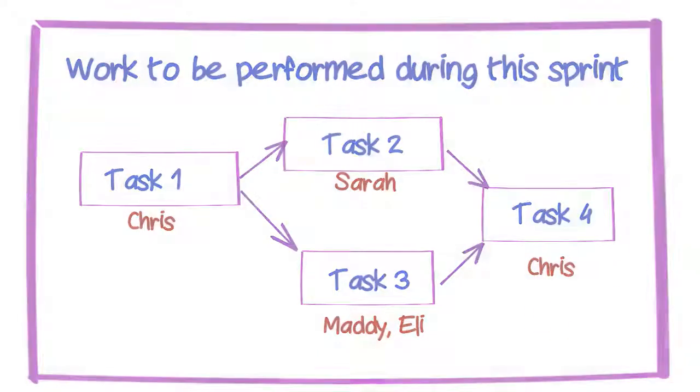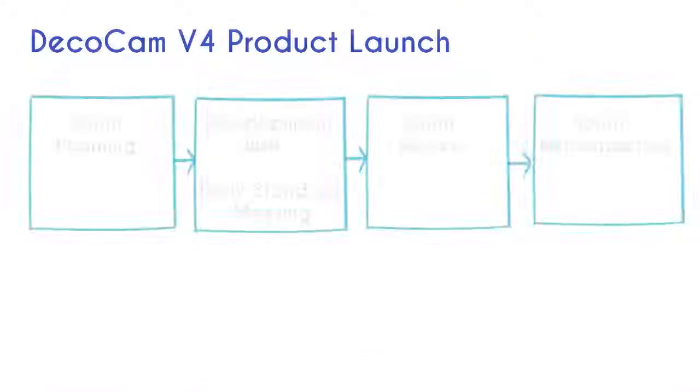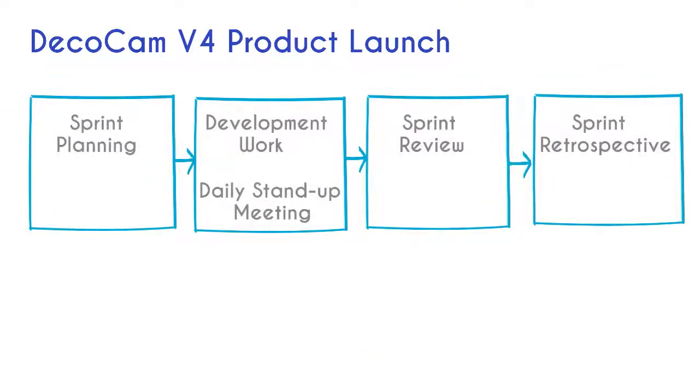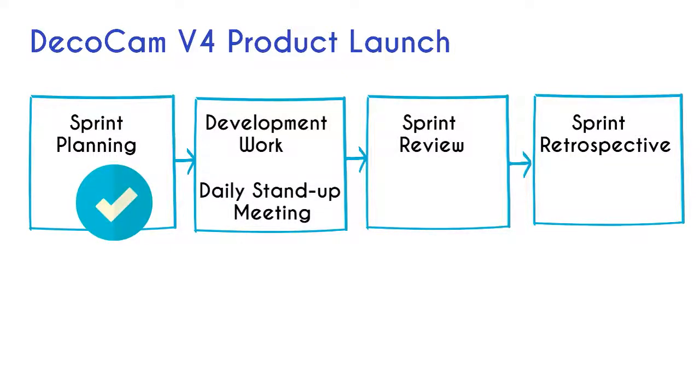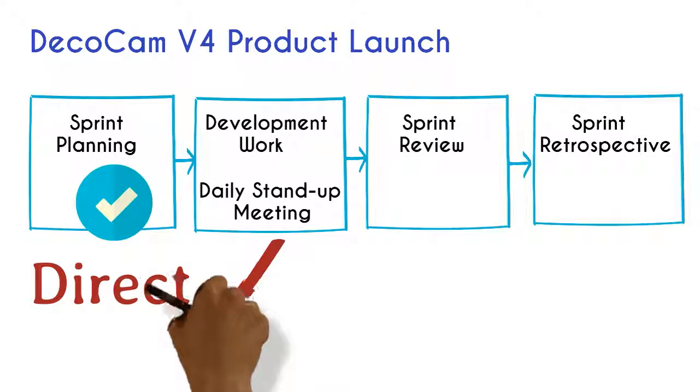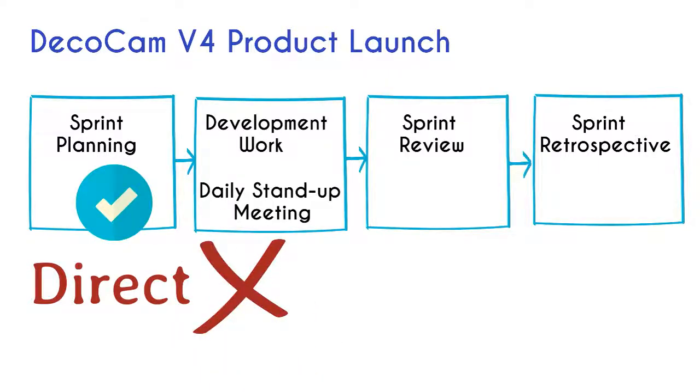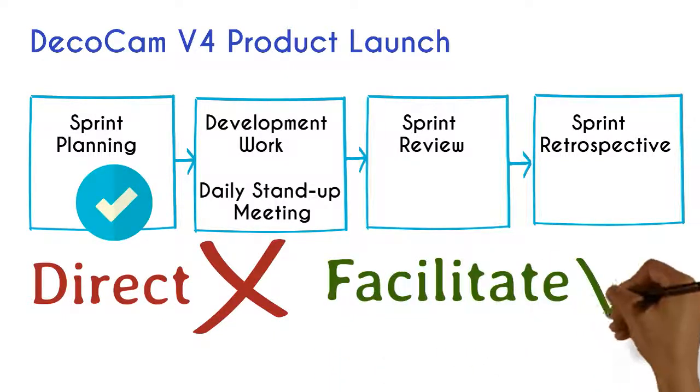Throughout this process, Sophie keeps everything moving forward so that the Scrum team completes the sprint planning process. She's careful not to direct the development team to include certain items or plan their work in a certain way. Her role is to facilitate, not to direct.